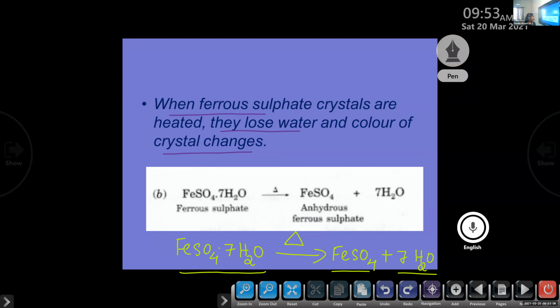Is this clear? We take about 2 grams of ferrous sulfate crystals in a boiling tube and heat it using a burner. After some time, they lose water molecules and the color of the crystal changes. That means FeSO4.7H2O decomposes to form FeSO4 and H2O. This is the first reaction that takes place here. Okay, is this clear?